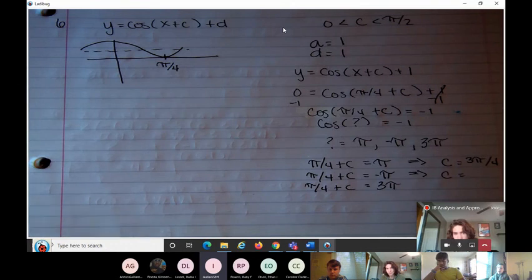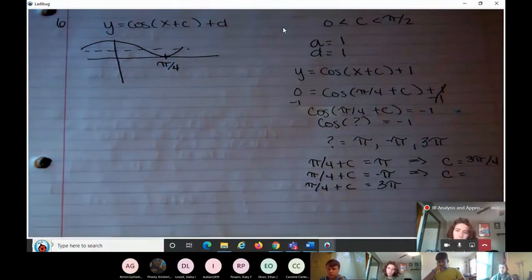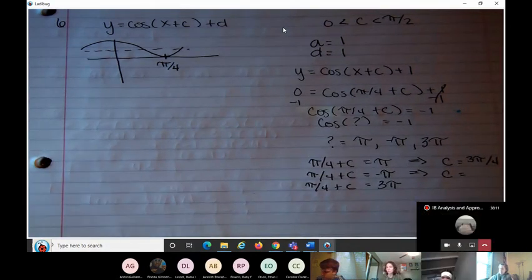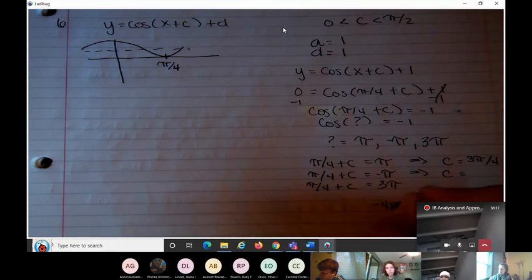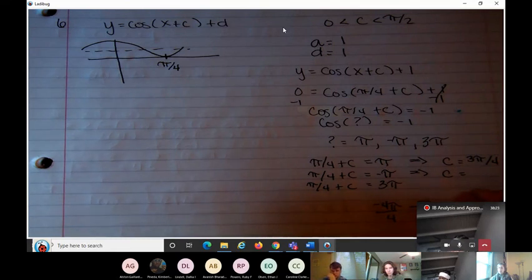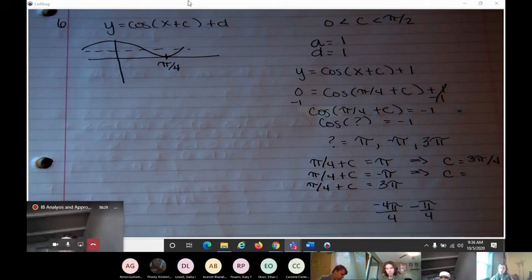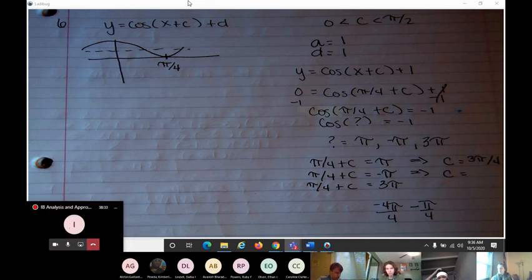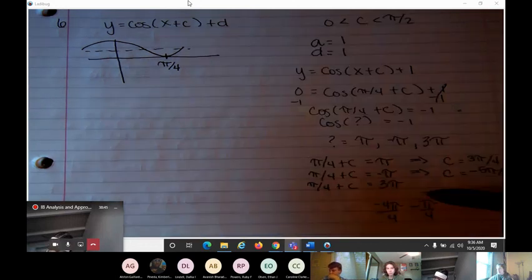So I have -pi, which is the same thing as -4 pi over 4, minus another pi over 4. -3 pi over 4. Close, but not quite. So I have -4 pi over 4, that's the same thing as -pi, minus another pi over 4. We have two negatives. What's -4 minus 1? So -5 pi over 4. Yeah, -5 pi over 4. And then the very last one, 3 pi over 4 minus pi over 4.